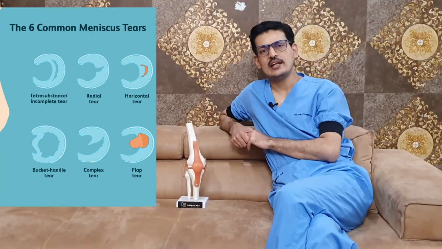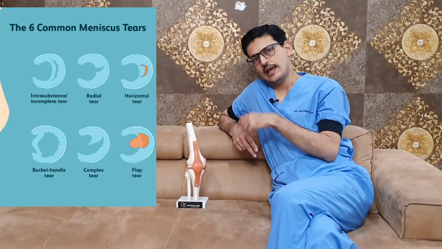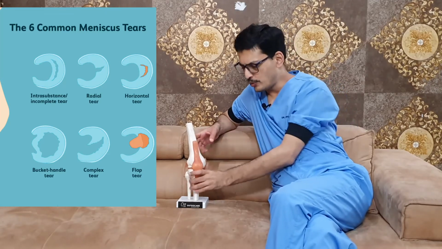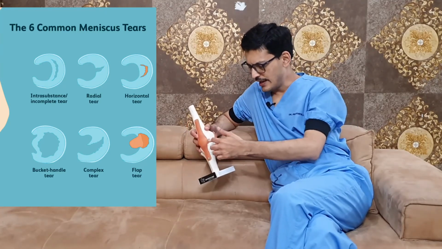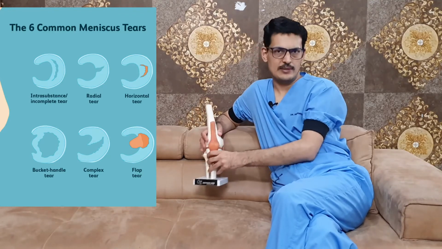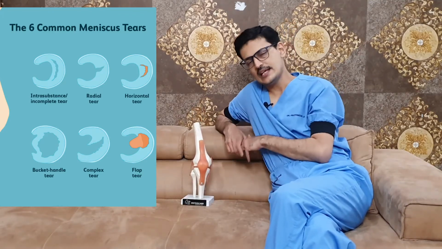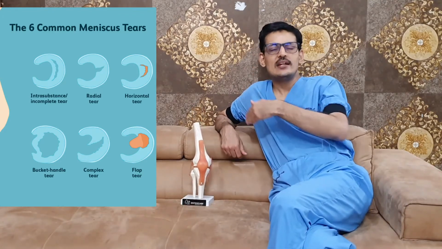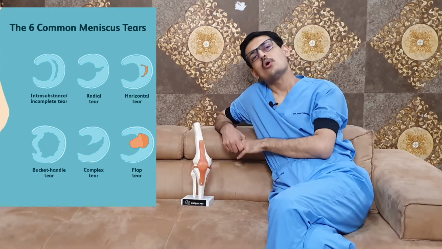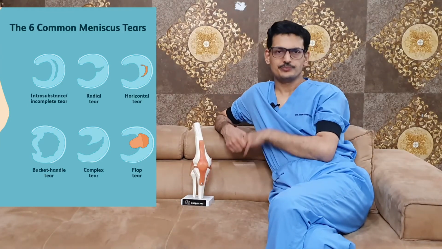This is a technique which is done by smaller needles, and these are from out to in. You put some needles from the outside to the inside and take multiple sutures, and this technique is usually used for the anterior part and the body of the meniscus.